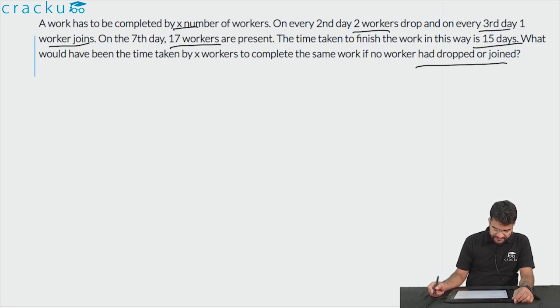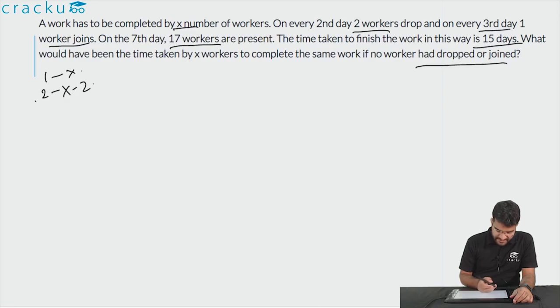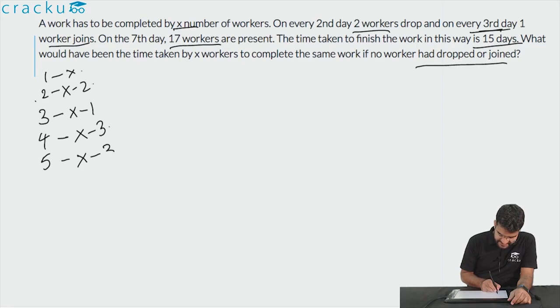So if you look at it, on the first day, there are X workers. On the second day, there will be X minus 2 because 2 is an even number, and on every even number, 2 people are dropping. On the third day, it will be X minus 1 because 1 person would join on every multiple of 3. So again on the fourth day, 4 is even, so there will be 2 which will be decreased. So on the fourth day, there will be X minus 3 workers. On the fifth day, because 5 is not a multiple of either 2 or 3, there will be no change in the number of workers, so it will be X minus 3.